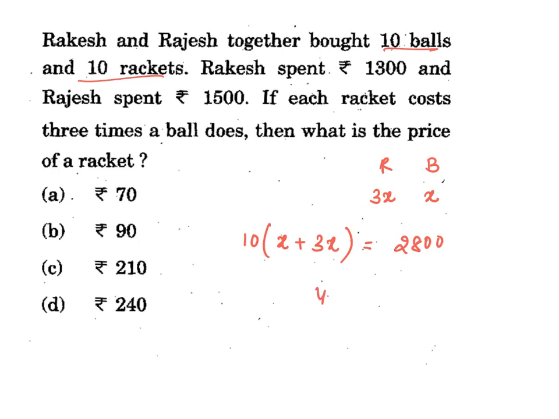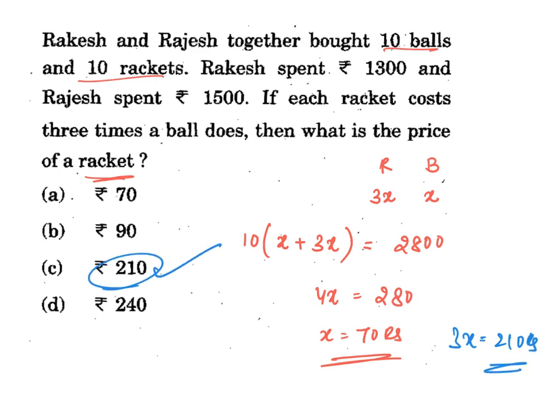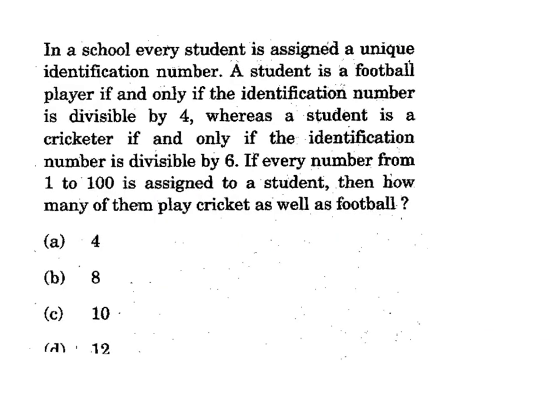So 4x is 280, x is 70 rupees. So ball cost is 70, but he is asking you the cost of racket. Obviously cost of racket is 3 times the ball. 3x is 210 rupees. So racket is 210.